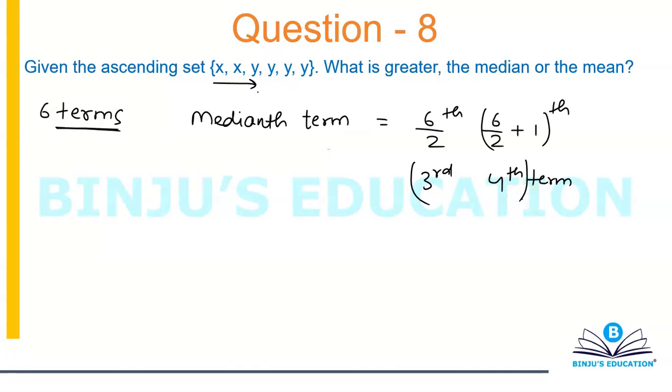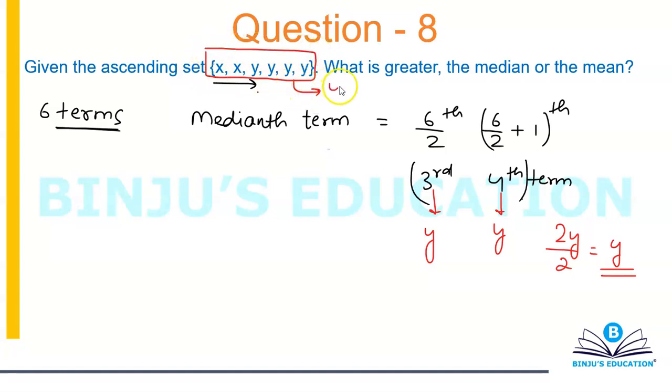So my 3rd term is y and my 4th term is also y. Now you simply have to take the average of these two terms. So it will be y plus y, which is 2y by 2, which is equal to y. So the median of these terms will be equal to y.